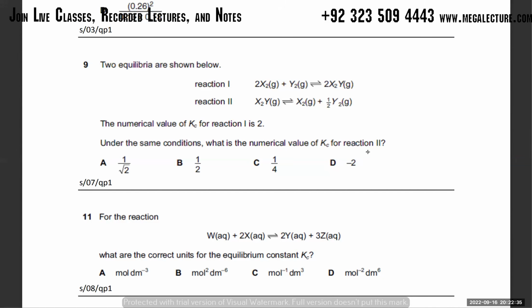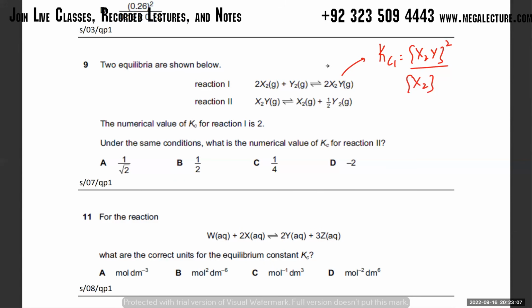Yes, sir. No, because Kc is expression dependent. I don't think so, sir, because none of the answers has to. But the thing is that because the equation is written differently, they're the exact same reaction, right? But Kc is expression dependent. Your Kc expression for the first one is going to be the product x2y, getting squared, and your reactant is x2, and that's squared as well.